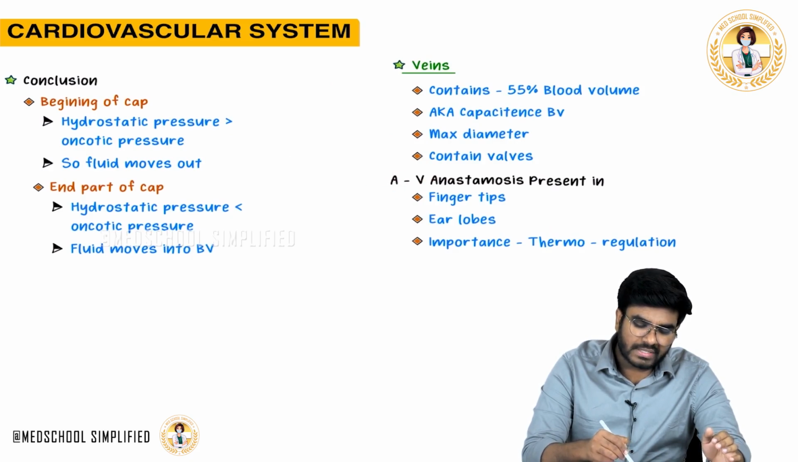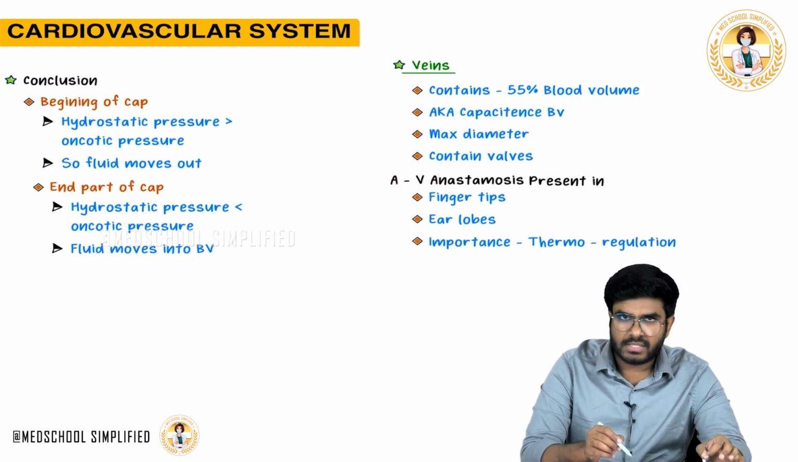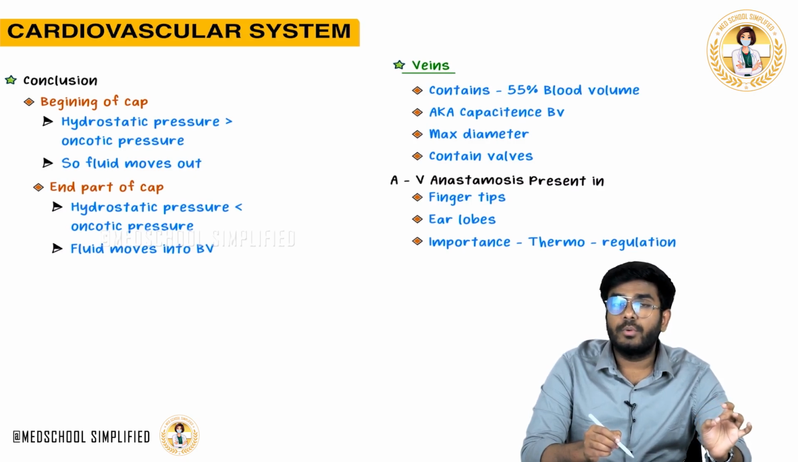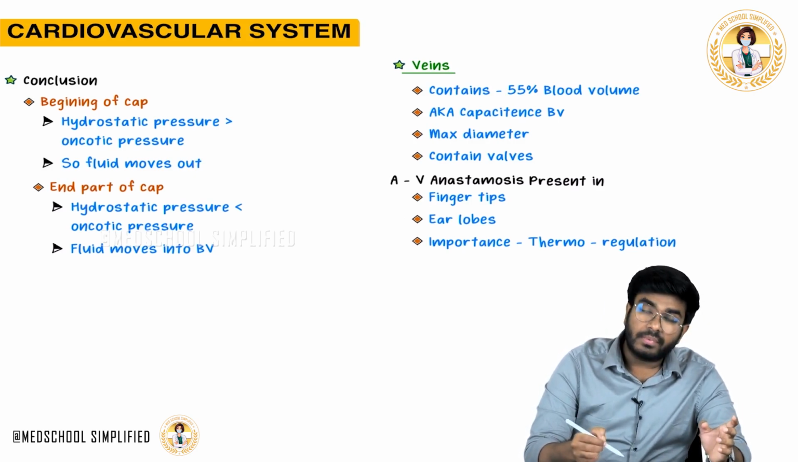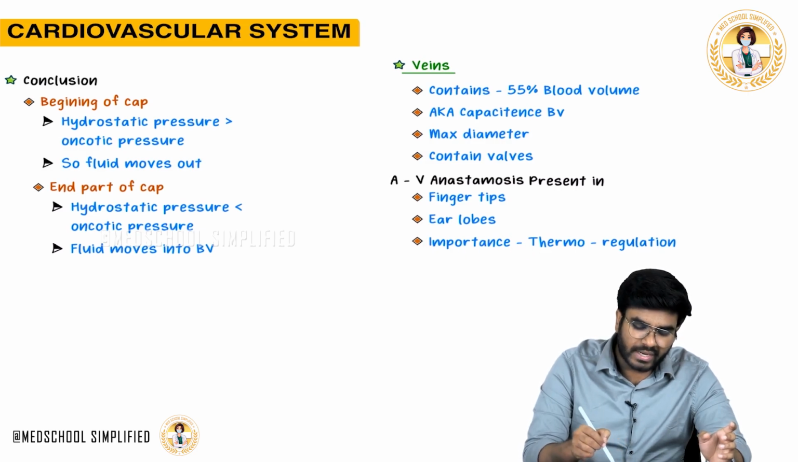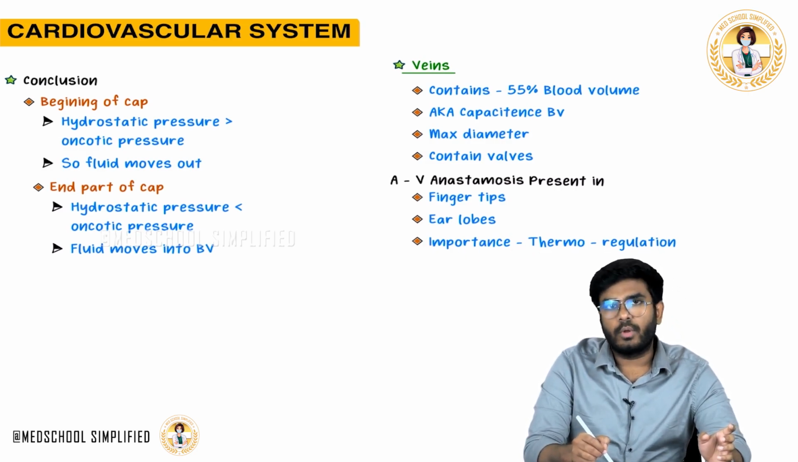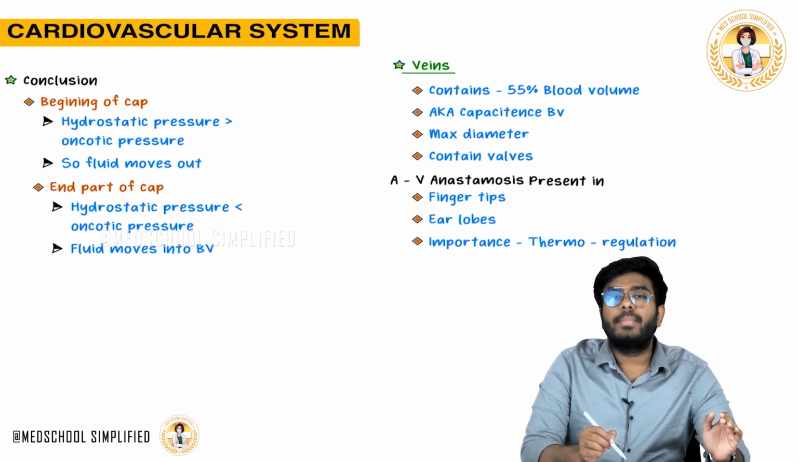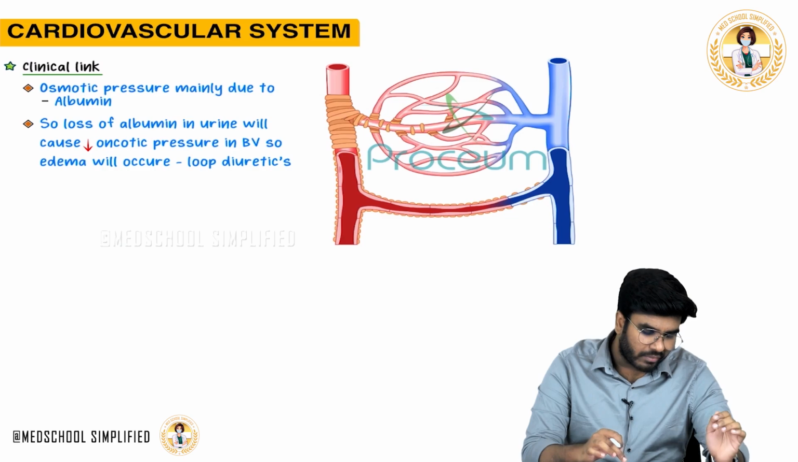So arteriovenous anastomosis is present in certain important places of your body, which include the fingertips and ear lobules. Now, what is the importance of arteriovenous anastomosis? They will regulate the body temperature. So the importance of the AV anastomosis is thermoregulation. They help in maintaining the body temperature. That is an important point I wanted you to know.